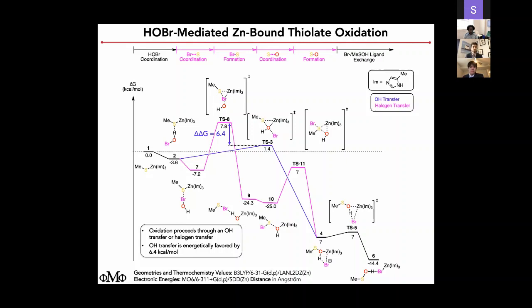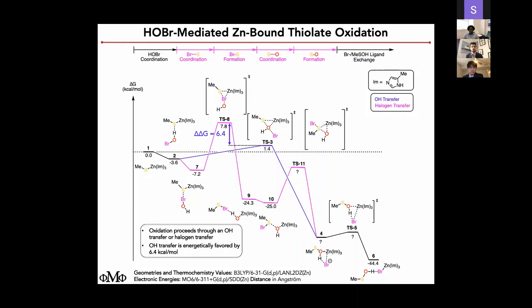And while the oxidation can proceed through either an OH transfer or a halogen transfer, as we've shown here on this reaction coordinate, the OH transfer is energetically favored by 6.4 kcal per mole. This will lead to the general selectivity for the OH transfer over the halogen transfer. And this is what's shown with this zinc complex that's inconsistent with that of our 3-thiol oxidation.